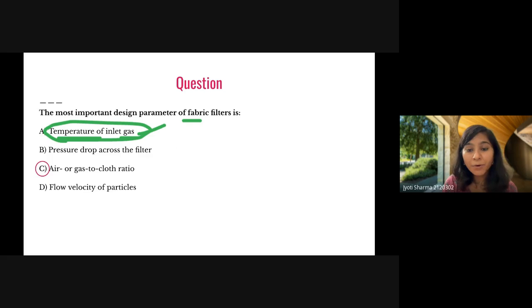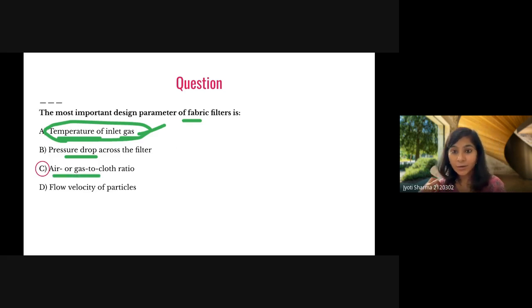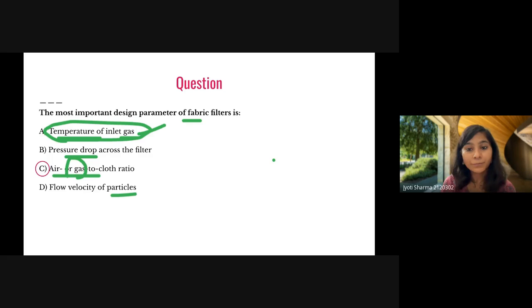Pressure drop is also important, but not as important as the air to cloth ratio. How much air is coming, so the velocity and the area of your cloth. This is very important to design any fabric filter. Flow velocity is again important, but the most important is gas to cloth ratio. So the velocity of gas and the area of your cloth. This is very important for us.